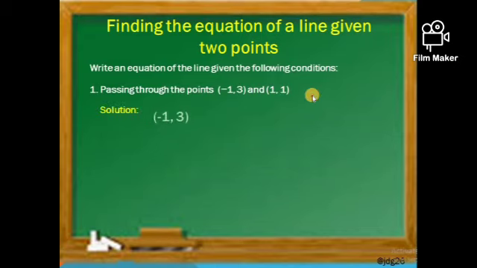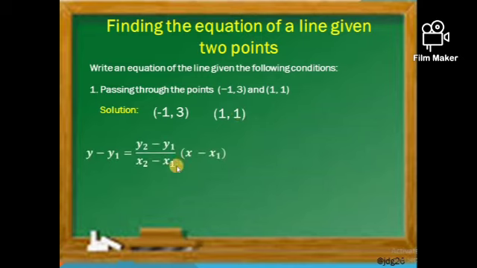Here's the solution. Identify natin ang mga points na given. We have (-1, 3) and (1, 1). So kapag ang given ay dalawang points, ang gagamitin nating formula ay y minus y sub 1 equals y sub 2 minus y sub 1 over x sub 2 minus x sub 1 times x minus x sub 1, or yung tinatawag natin na 2-point form. So, mga kailangan lang nating palitan dyan, y sub 1, y sub 2, x sub 1, and x sub 2.